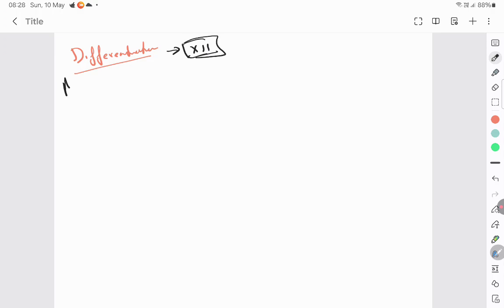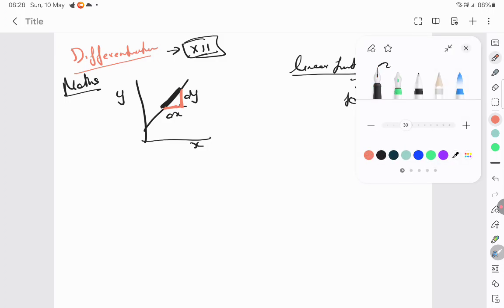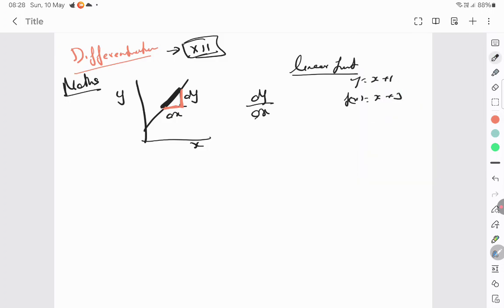chapter. In mathematics, differentiation is this: you have a y-axis and you have an x-axis. You may have a function in a graph. It may be a linear function. A linear function is y is equal to x plus 1, or f of x is equal to x plus 3, or whatever. This can be plotted as a graph. In a linear function, if you want to find the slope, it's dy by dx. A slope is determined by the change in the y coordinate to the change in the x coordinate, and that ratio is what is called differentiation, dy by dx.